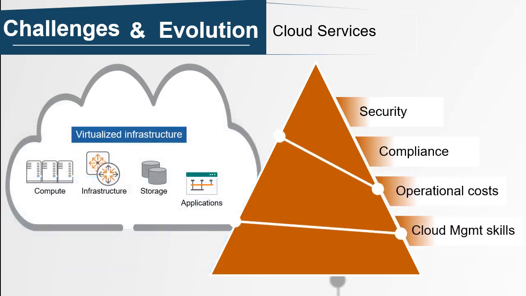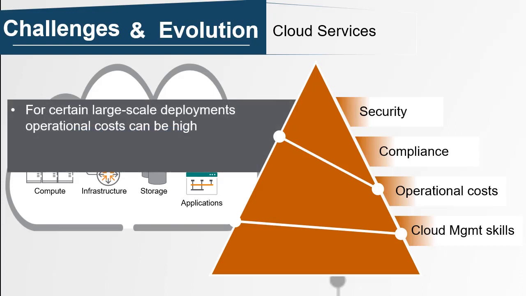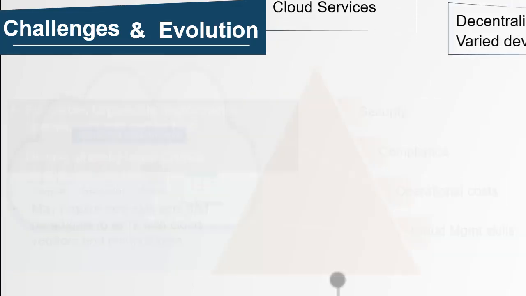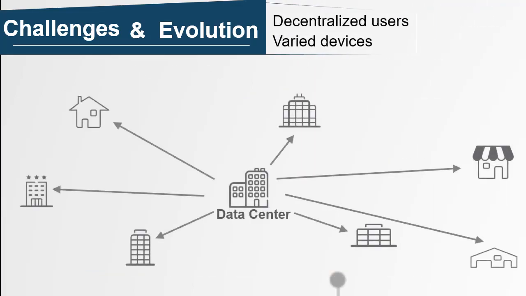Well, a public model might introduce security and compliancy issues, and for certain very large-scale deployments, operational costs can be high. But this is often offset by the low CapEx or upfront costs. And finally, staff may require new skill sets and paradigms to work with cloud vendors and technologies. So, these are a few challenges related to centralized, cloud-based services, which can be compounded as our user base becomes more decentralized and devices become more varied.